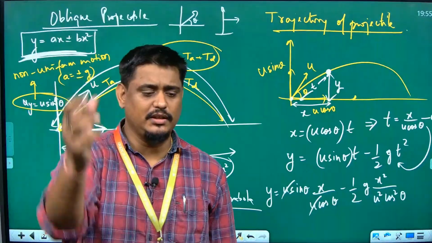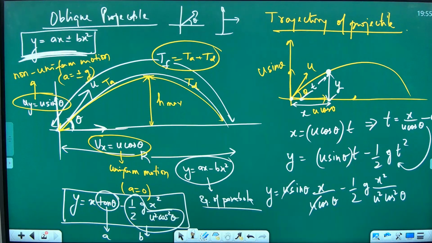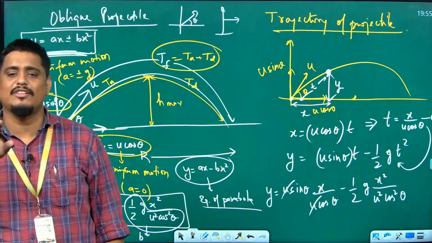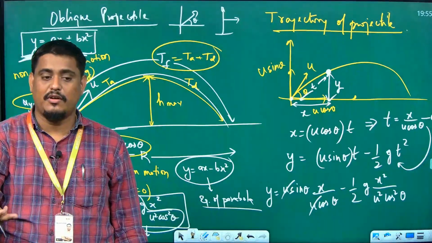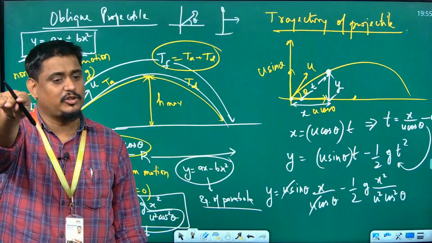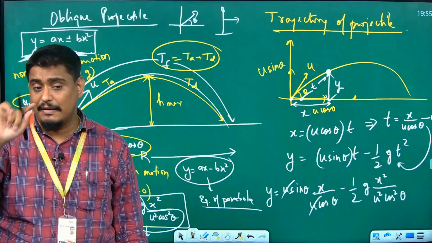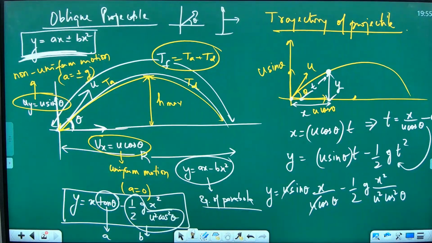Horizontal, vertical, oblique, with initial velocity. Initial velocity only we are making. If initial velocity is at 90 degrees with horizontal, it is called a vertical projectile. If initial velocity is parallel to horizontal direction, it is called a horizontal projectile. If it is making an angle theta with the horizontal, it is called an oblique projectile. Clear? Okay.